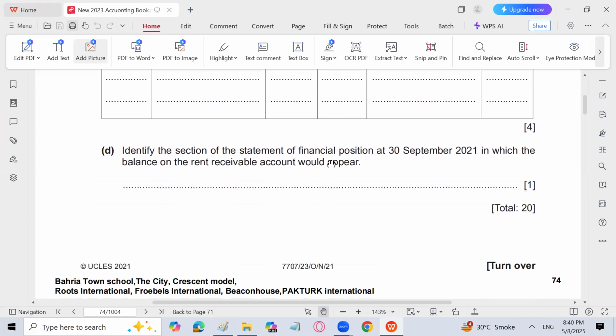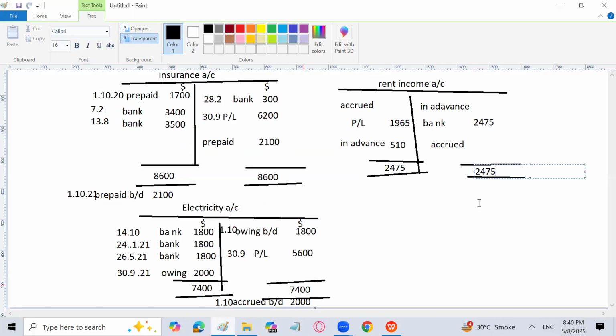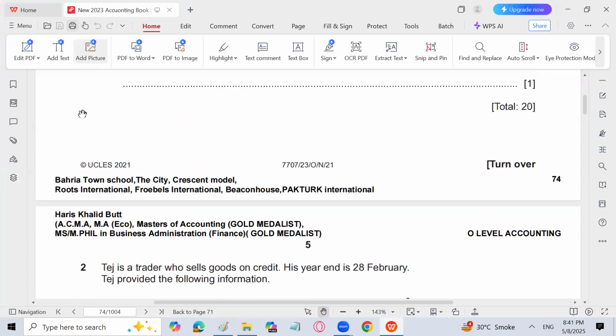Identify the section of the statement of financial position at 30th September in which the balance on the rent receivable account would appear. Very nice question. So this will come over here, in advance brought down, and this is a liability. It will come in the statement of financial position as a current liability. Why? Because this is the income received in advance. Okay. That is the answer for this.